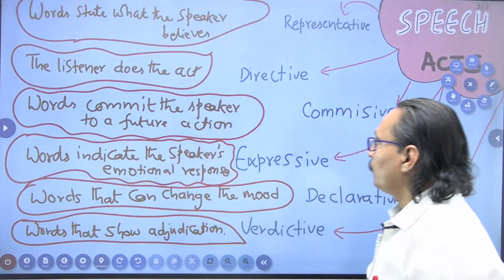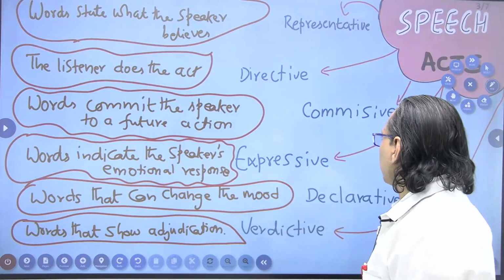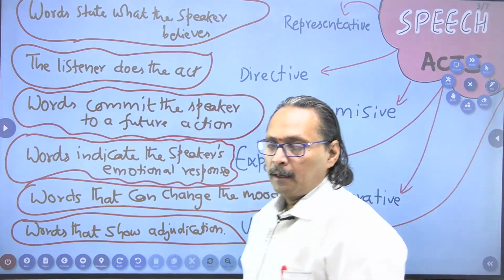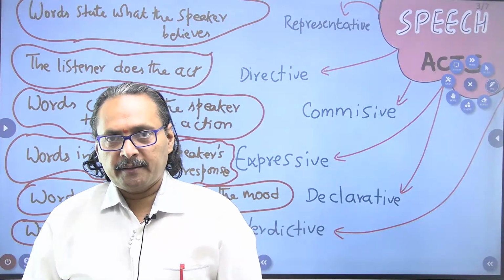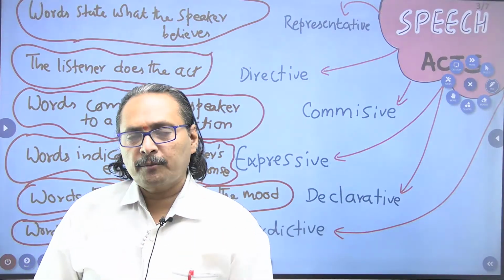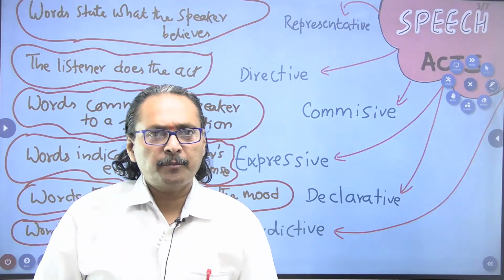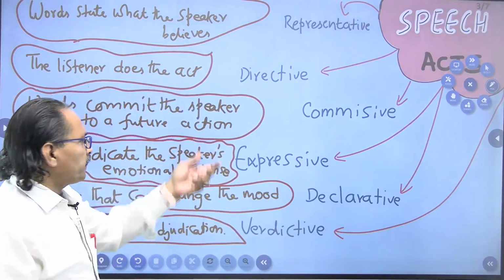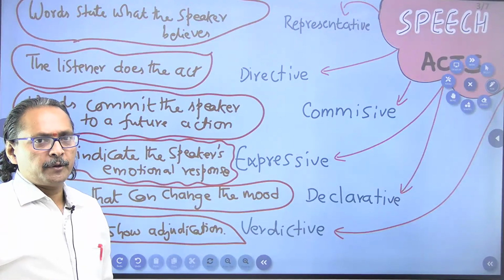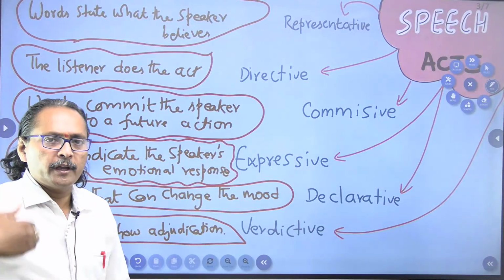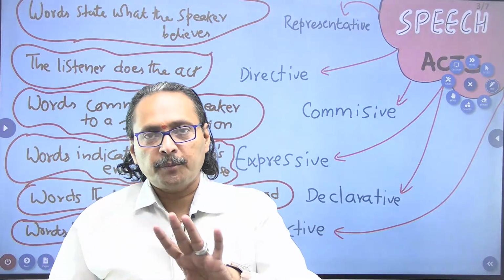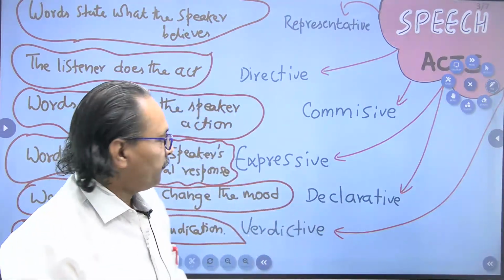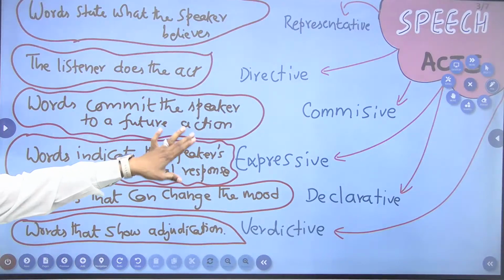Then you have words that commit the speaker to a future action, that is commissive. Next week I shall visit your place. When I say next week I shall visit your place, this particular statement is commissive because a future action, that is next week, is going to happen, and it is the speaker who actually gets committed to it. So it forces that particular speaker to perform another action in future. So that is what is commissive function.